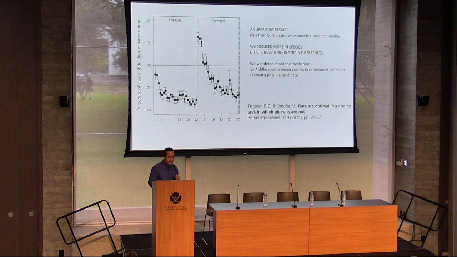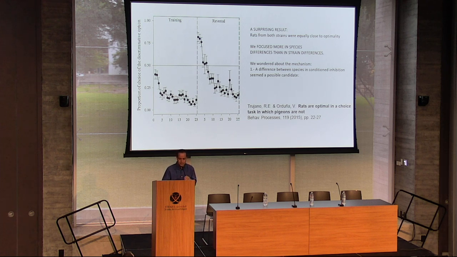We found a surprising result. Rats from both strains were equally close to optimality, and we know that it was not a position bias because we made a reversal phase. Although the experiment was intended to analyze differences between strains, we thought that the strong difference that we found when compared with pigeons was more relevant, and we focused on this difference in our first paper on the topic.